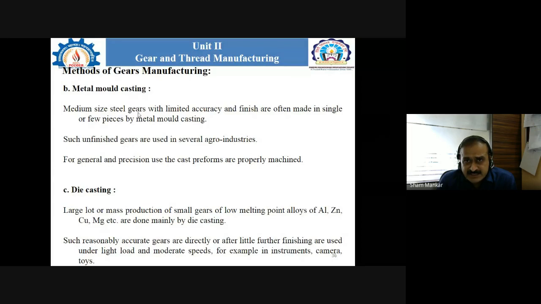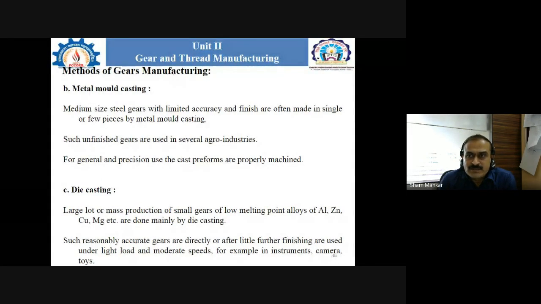Medium sized steel gears with limited accuracy and finish are often made in a single piece or a few pieces by the metal mold casting process. These are for general and precision use. The cast preforms are properly machined. So we must understand what exactly the application of that particular process is.